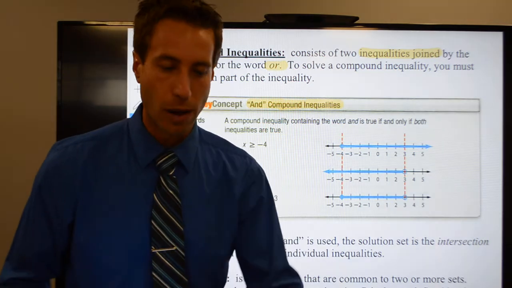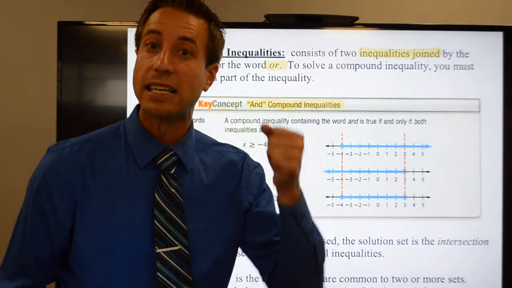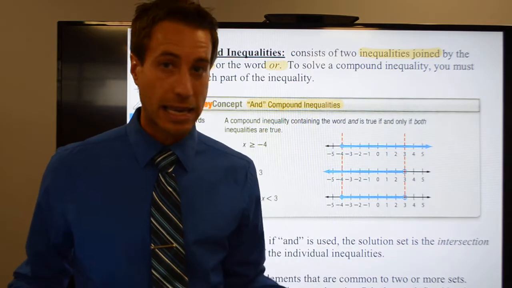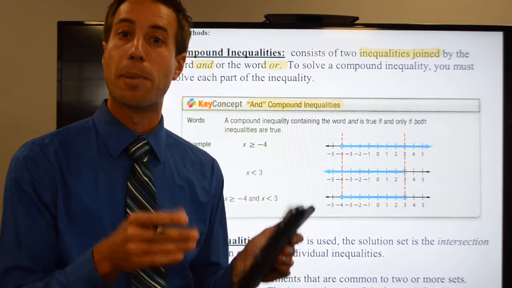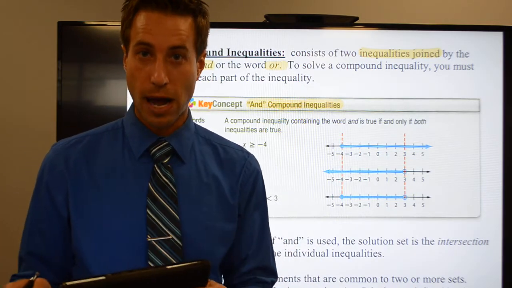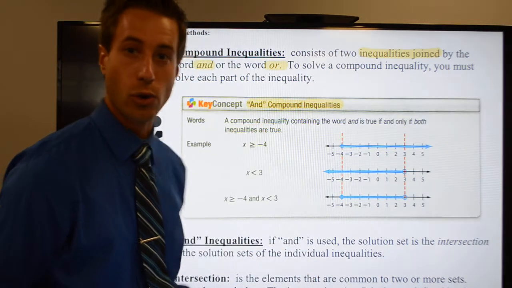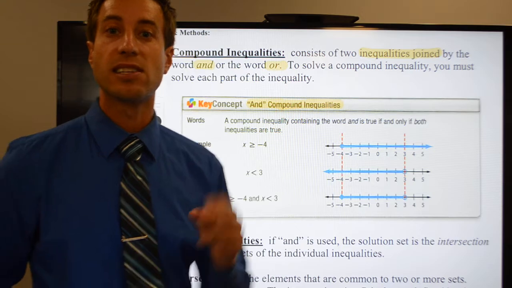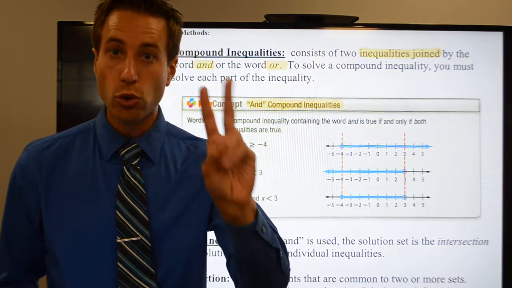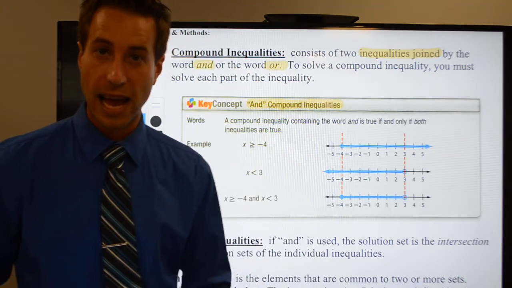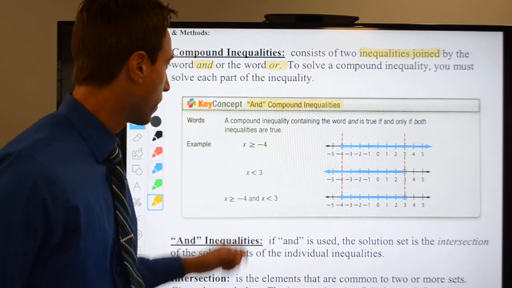The same is true if I grab my bag and it only has fries in it. I did not get my order because I asked for a burger and fries. Guys, that's exactly how these compound inequalities with and are going to work. You must satisfy two conditions at the exact same time. Let's go ahead and take a look at one.